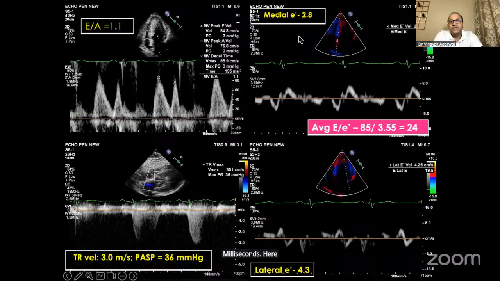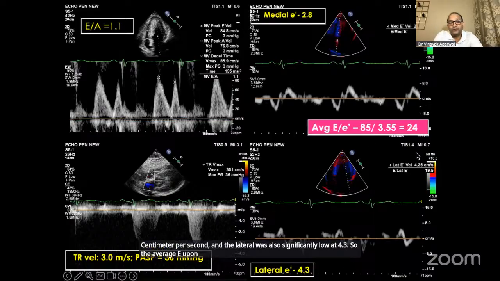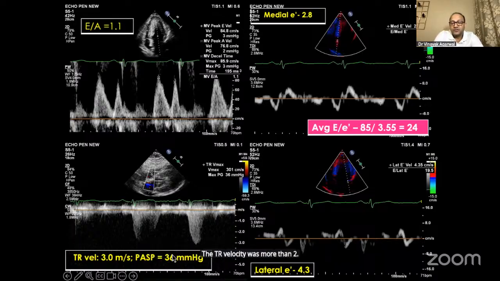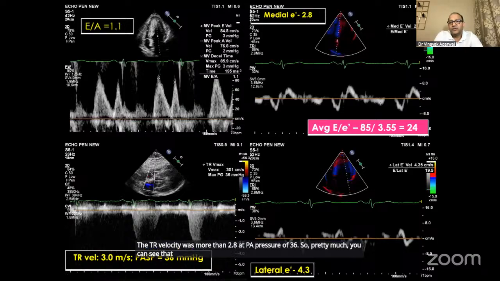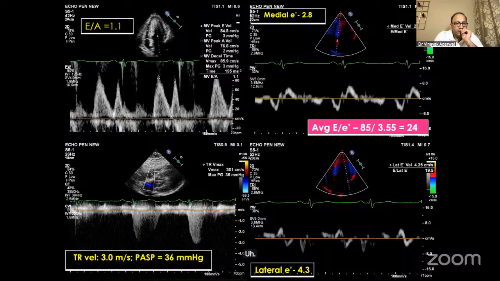Here, the medial E prime was extremely low at 2.8 centimeter per second, and the lateral was also significantly low at 4.3. So the average E upon E prime was 24. The TR velocity was more than 2.8 at PA pressure of 36. So pretty much you can see that the E upon E prime was more than 14, the TR velocity was more than 2.8.